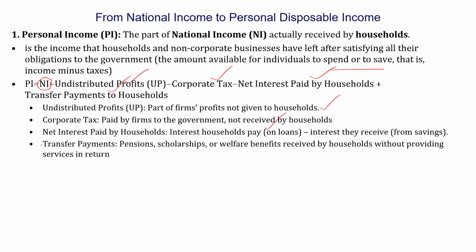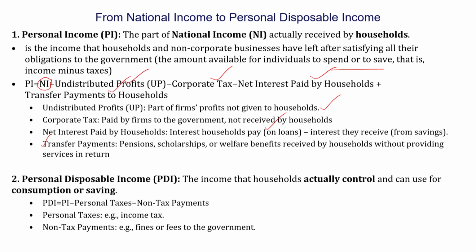And then we have the last element here, transfer payments. Transfer payments are normally unilateral payments by the government to households, not for any service. If you are simply getting a pension, that's a unilateral payment. Pensions, scholarships, and welfare benefits received by households without providing any service in return to the government are called transfer payments. So in order to get the personal income, we need to adjust all these elements against the net national income.